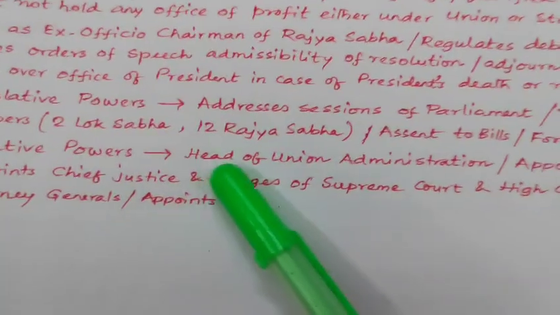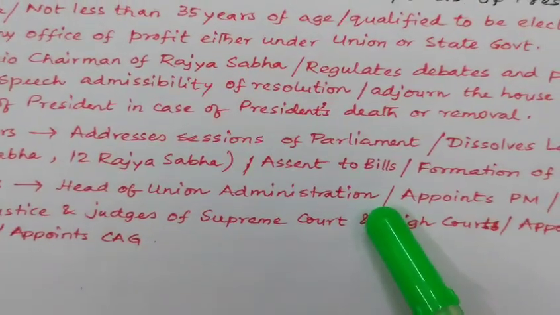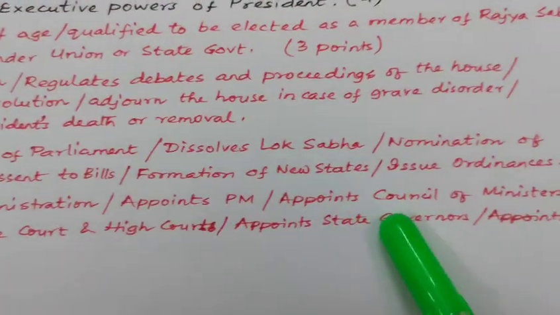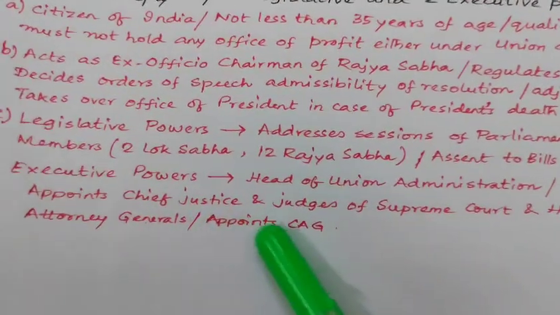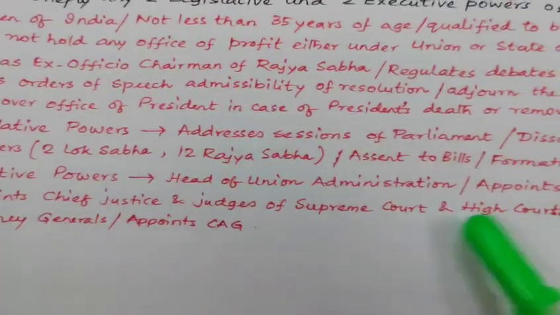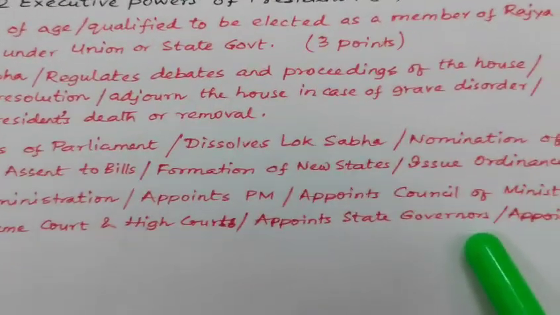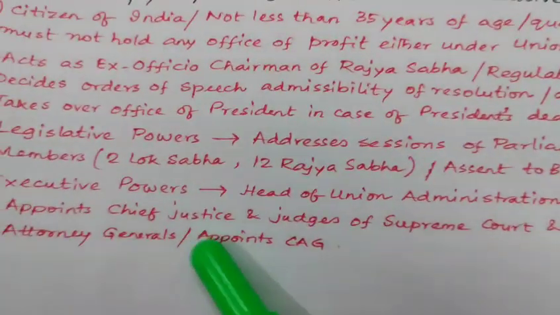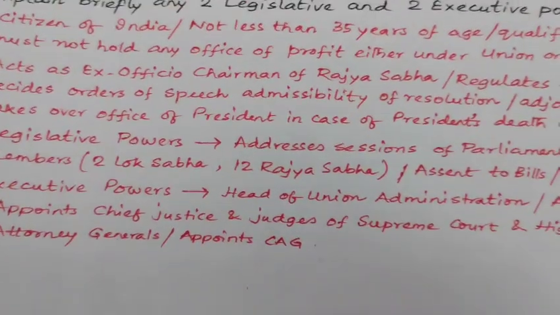Executive powers. The President is the head of the Union administration. He appoints the Prime Minister. He appoints the Council of Ministers. He appoints the Chief Justice and judges of the Supreme Court and High Courts. He appoints state governors. He appoints the Attorney General of India. He appoints the Comptroller and Auditor General of India.